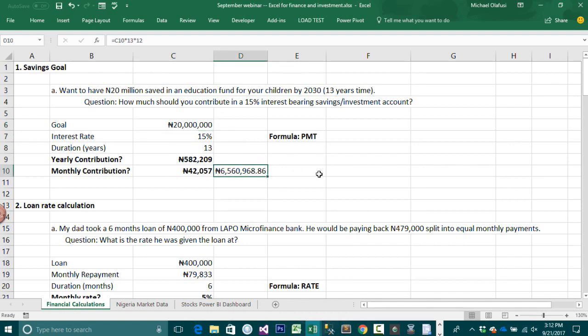So that's why I say you will want to get familiar with these for your own personal finance and planning, because when you put money in the bank, especially in an interest yielding account, you want to factor in the effect of interest rate. So you're not just going to start multiplying, I'm saving 40,000 naira, 12 times a year. So that is it for the savings goal.